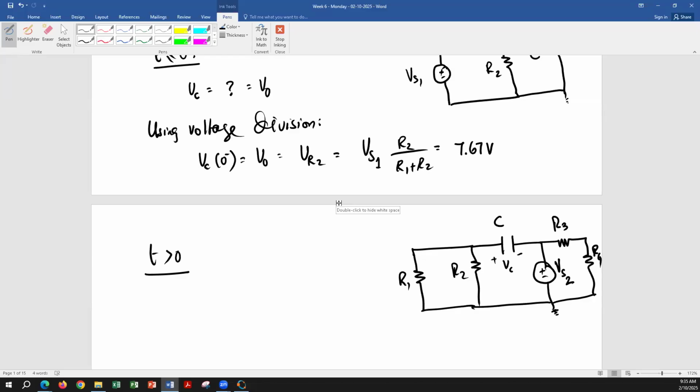Now, one thing is interesting, as you can see, VS2 direction is positive, negative. That means the final value of the capacitor voltage, we are expecting to be positive on the right side and negative on the left side. So the polarity of the capacitor voltage, the final value is going to be opposite of the initial value. Initially, we have 7.67 volts with the polarity that is shown on the circuit. We're going to keep that polarity because we have to find VC(t) according to that polarity.